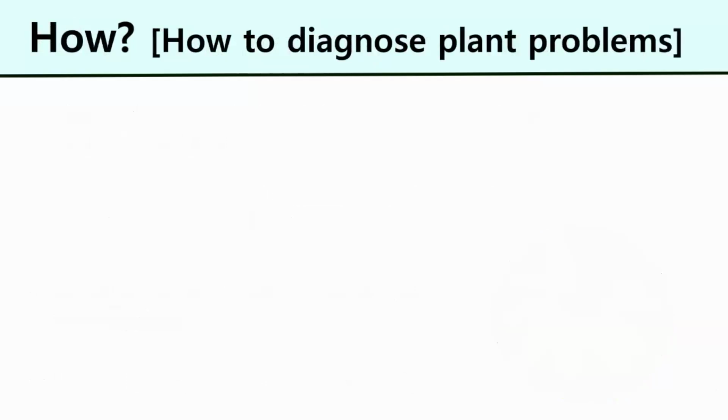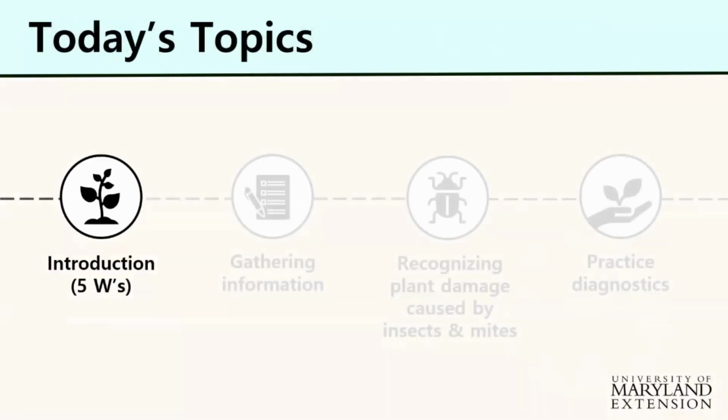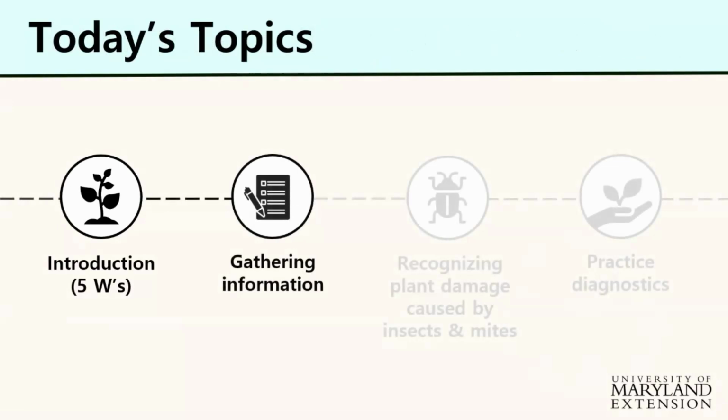So now that we went through our 5 W's, we're going to get into the how. How do we practice plant diagnostics? That leads us to our second topic of gathering information.